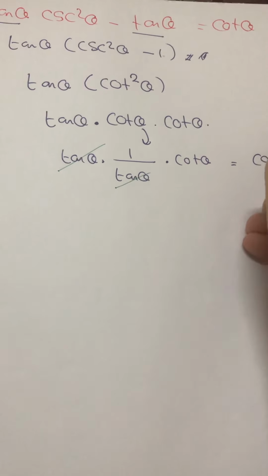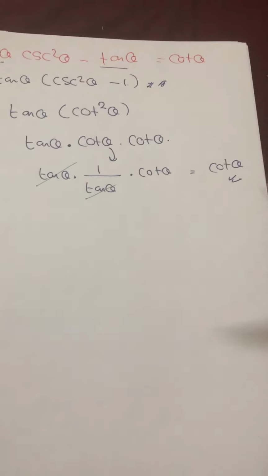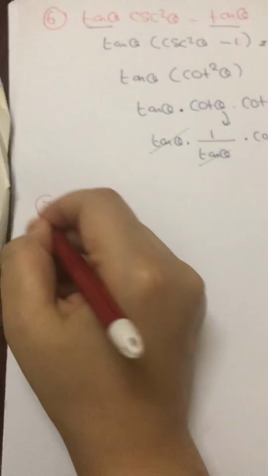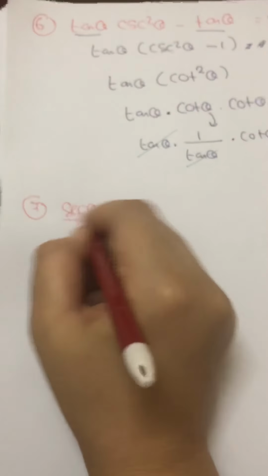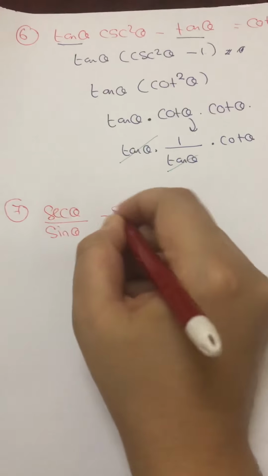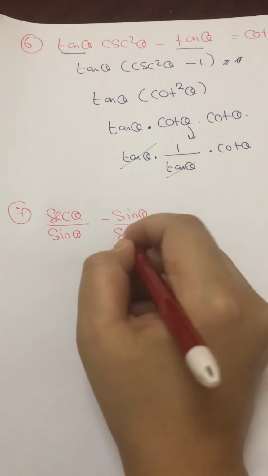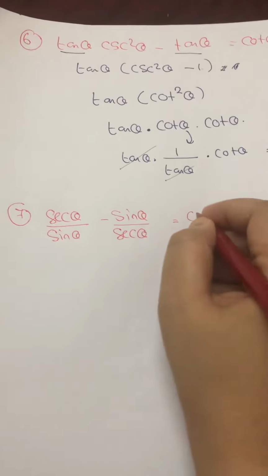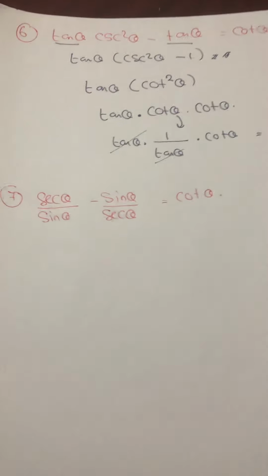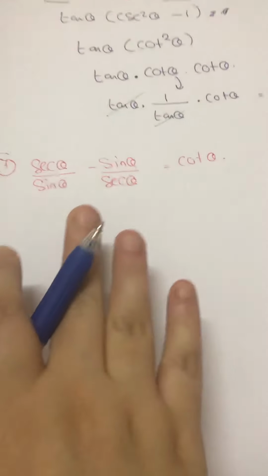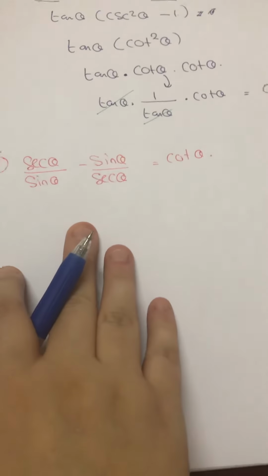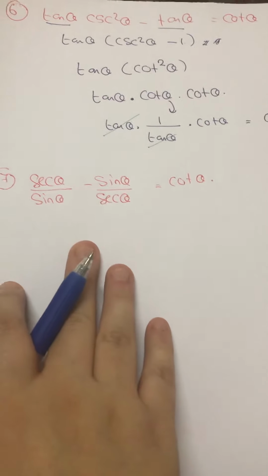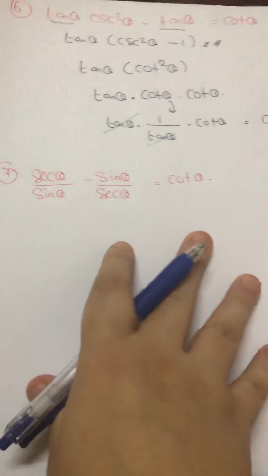Cotan theta, and this is what you wanted to prove. Question number 7 says sec theta over sine theta minus sine theta over sec theta is equal to cotan theta. So I'll preferably work on the left side, and let's see how I go about proving that the left side is equal to cotan theta.